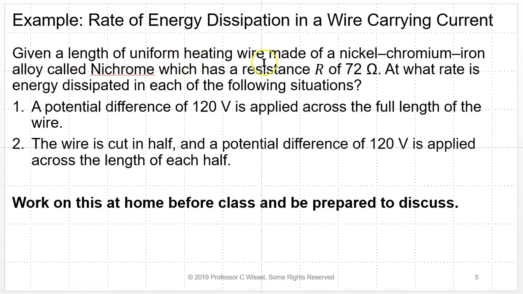Okay, given a length of uniform heating wire made of a nickel, chromium, iron alloy called nichrome, has a resistance R of 72 ohms. At what rate is energy dissipated in each of the following situations? Number one, a potential difference of 120 volts is applied across the full length of the wire. Number two, the wire is cut in half, and a potential difference of 120 volts is applied across each half. In other words, the two halves are connected in parallel with each other.